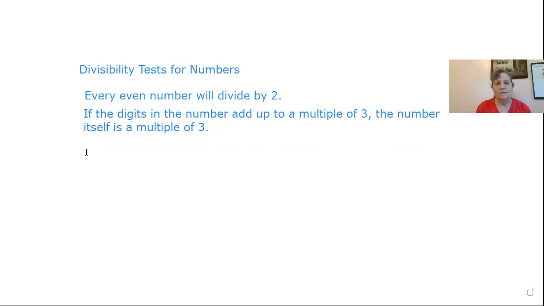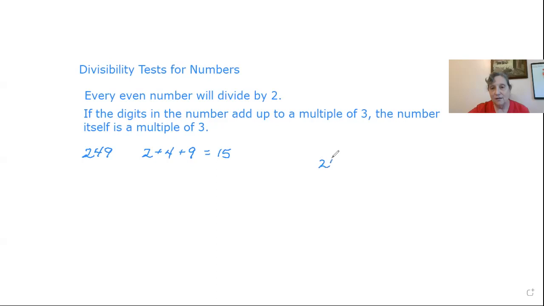What about the number 3? Well, it turns out that if the digits in the number add up to a multiple of 3, the number itself is actually a multiple of 3. For example, if we take the number 249, you can easily determine whether this number will divide by 3 by adding up the digits. 2 plus 4 plus 9, which adds up to 15. Now, because 15 we know will divide by 3, that actually means that the original number 249 will divide by 3. It doesn't tell us how many times 3 will go into it, but it tells us it would work.